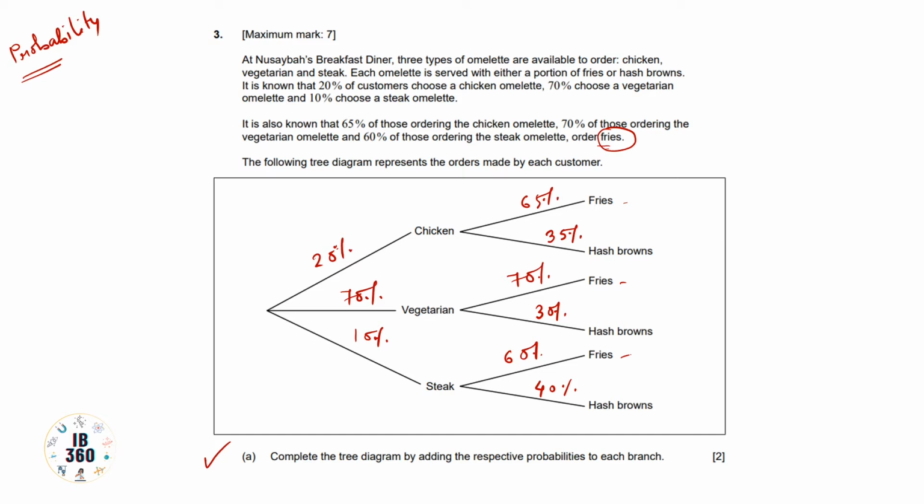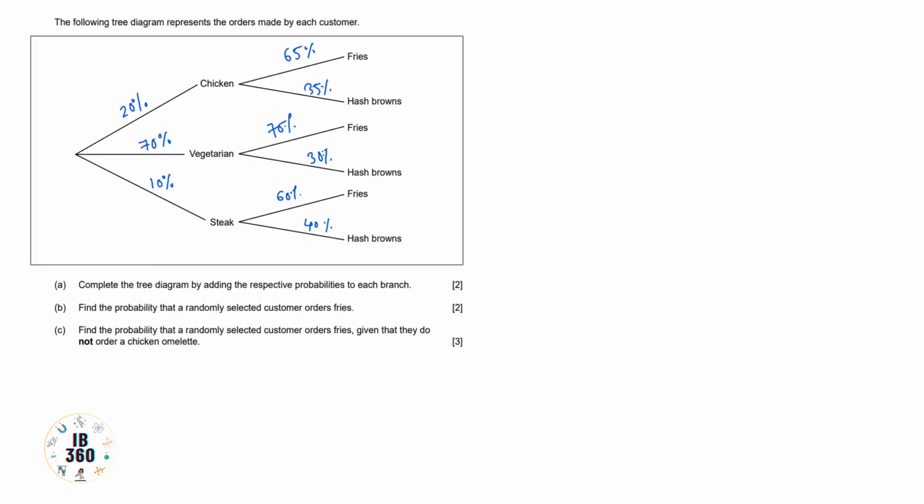If we want to think about this part in an elaborate way, suppose there are 100 people. Of them, 70 will order a vegetarian omelette, and of those 70 people, 70% will order the vegetarian omelette with fries, and the remaining 30% will order the vegetarian omelette with hash browns. I think you have cleared all the concepts from this tree, because this will help us to do the rest of the problems. Now we will move towards the second problem.